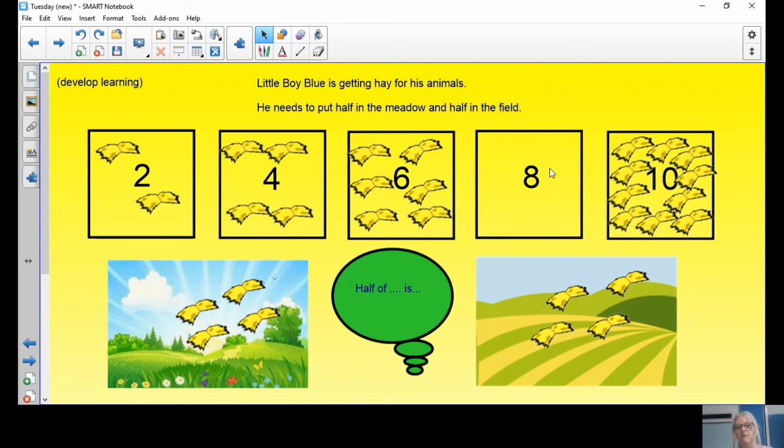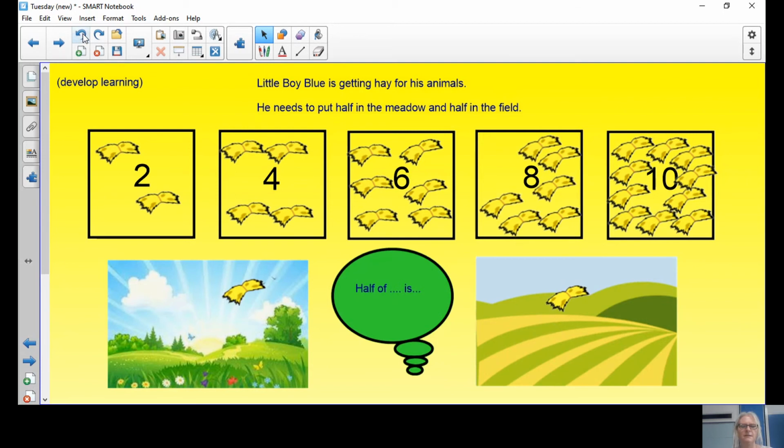So I've split my 8 in half. So I can say half of 8 is 1, 2, 3, 4. Let me check it. Half of 8 is 1, 2, 3, 4. Yes, half of 8 is 4. So if half of 8 is 4, double 4 should be 8. Should we find out? Let's put them back and check. 1, 2, 3, 4, 5, 6, 7, 8.